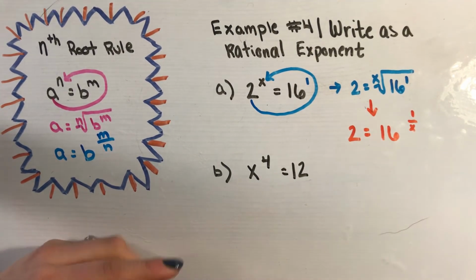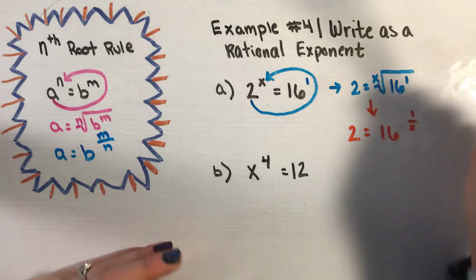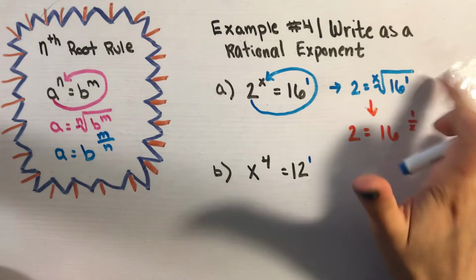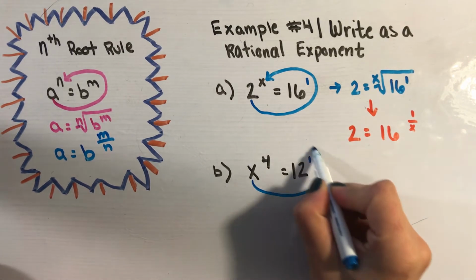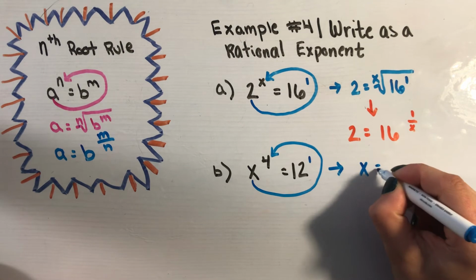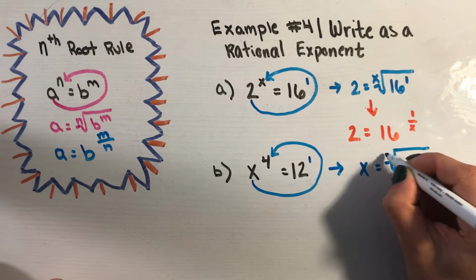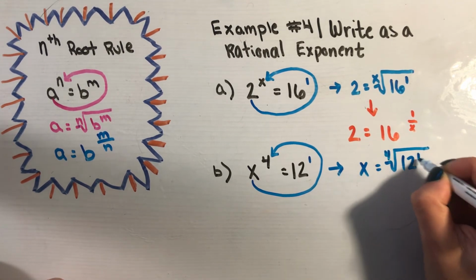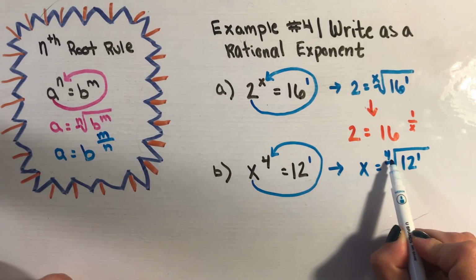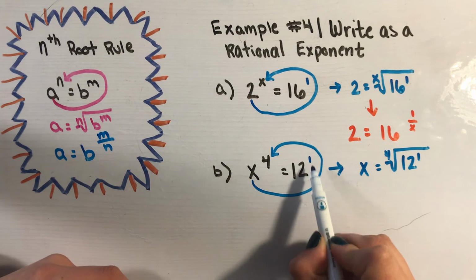Again, letter B, I'm going to do the same process. So I'm going to write this to the first power. That's going to help me set this up. So I'm going to start with the x and loop around. Okay, x stays equals the 4th root of 12 to the first power. Okay, 4 becomes my root. Okay, and 12 to the first power stays.